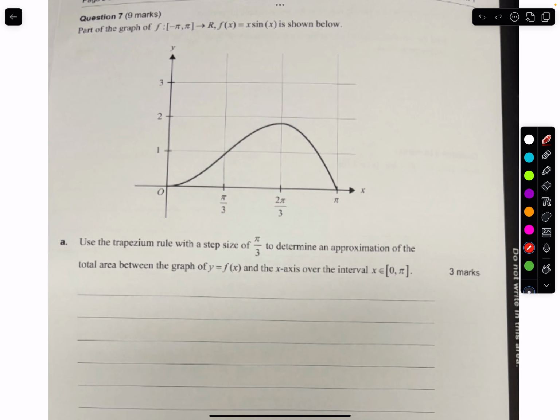Use a trapezium rule with a step size of pi on 3. I don't know why they're using the word step size. They should use width. Step size is like in Specialist when you're using Euler's formula. Yeah, step size means just width, if you're wondering. So the width of pi on 3, determine an approximation of the total area between f of x and the x-axis over the interval 0 to pi.